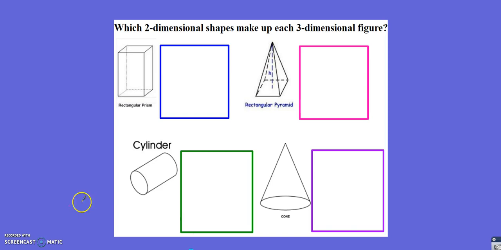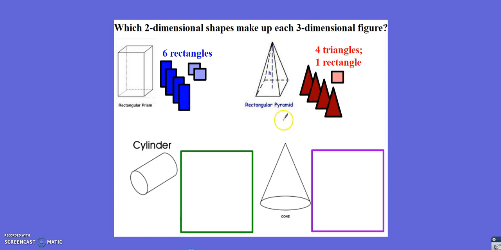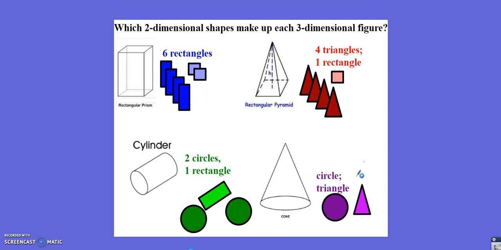To sum up our notes here, we said that we had a rectangular prism that has 6 rectangles. We have a rectangular pyramid that has 1 rectangle and 4 triangles. A cylinder with 2 circles and 1 rectangle. And then our cone is going to have 1 circle, 1 triangle.